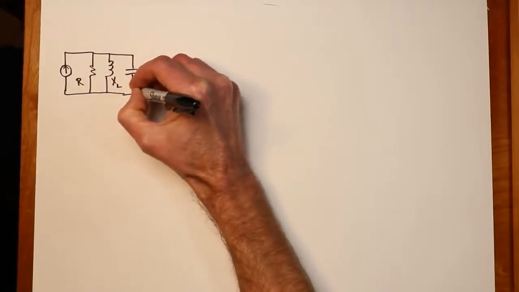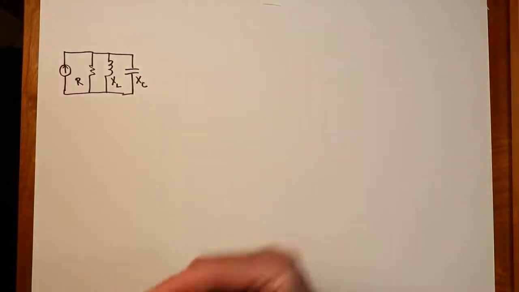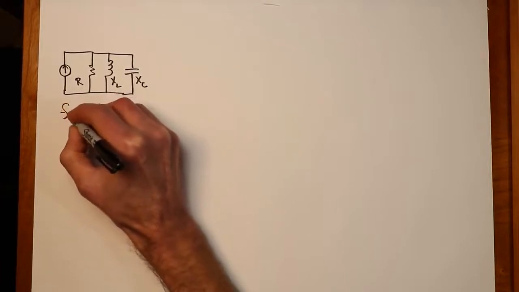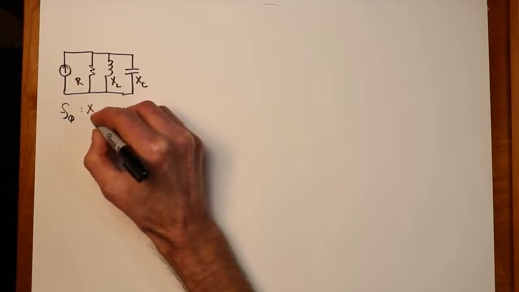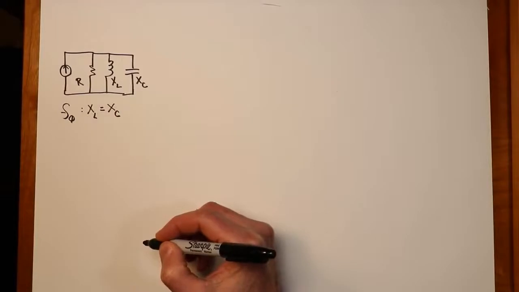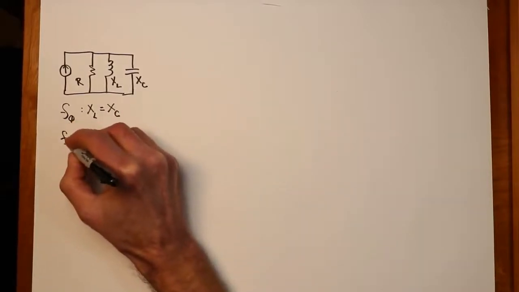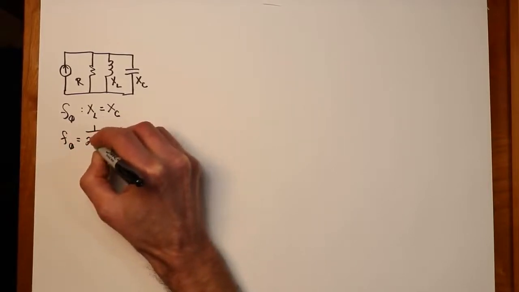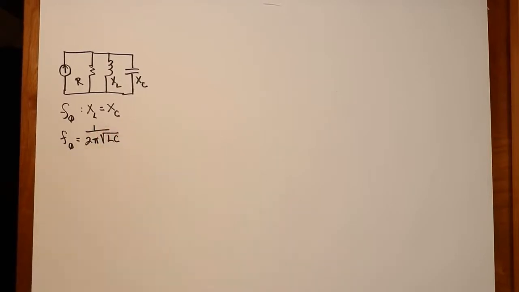Now, as in the series case, we will still say that resonance will be achieved when the magnitude of X sub L is the same as X sub C. It will still be the case, again ideally, that F0 will equal 1 over 2 pi times the square root of LC.